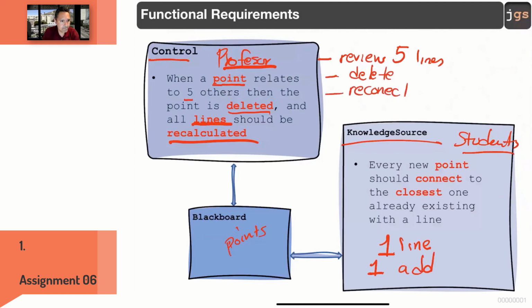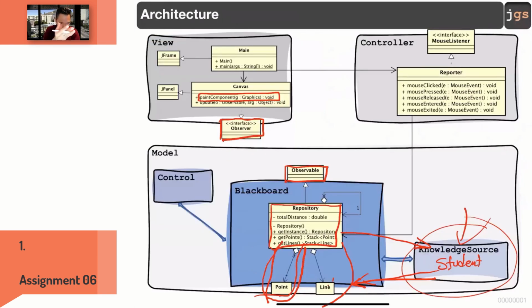I am not giving you a class diagram here. I just give you responsibilities for the control, responsibilities for the knowledge source that correspond to the professor and the student. You have the class diagram from a previous lecture. Can you include that class diagram? Can you solve this and connect to this one? That is your assignment.